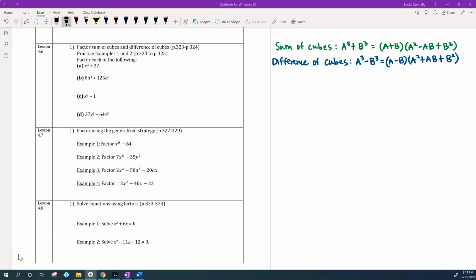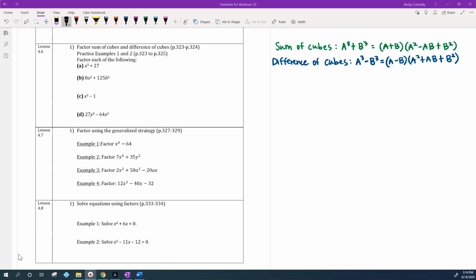Alright, in this video we'll cover the questions from lesson 4.6 and 4.7. In 4.6 we talked about sums and differences of cubes, and so we wrote the formulas down here so you can see how these expand out in the different forms, whether it's a sum of cubes or a difference of cubes.